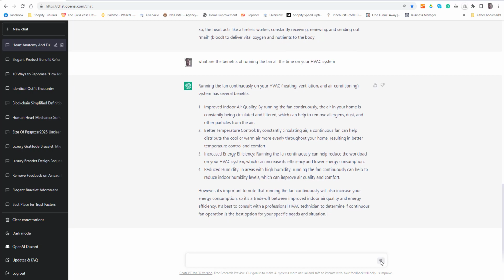So what I'm trying to do is outline the benefits. Let's say I want to make a Facebook post that says how to improve your air quality in your home instantly. Running the fan on your HVAC system, the heating, venting, and air conditioning system, has several benefits. Improved air quality. By running the fan continuously, the air in your home is constantly being circulated and filtered, which can help remove allergens, dust, and other particles from the air.